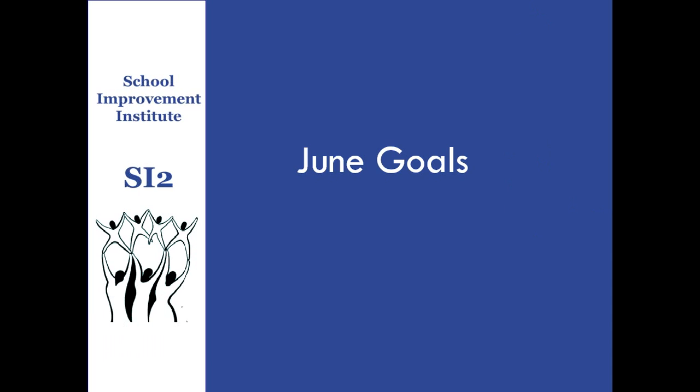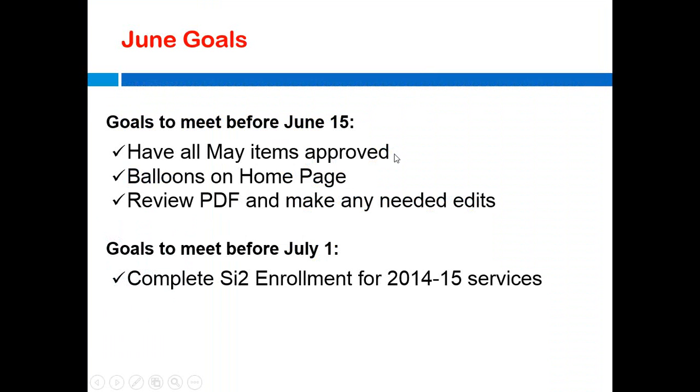Okay, we know that each school works through the process at its own pace. However, we're getting down to the final weeks of planning, and there are some goals that each school must meet. Before June 15th, this should say 16th, June 15th is on a Sunday, but by June 16th, which is a Monday, please have all your May items submitted and approved. Those are the 3 items that we reviewed today. The highly qualified teacher chart, the highly qualified paraprofessional chart, and the funding summary.